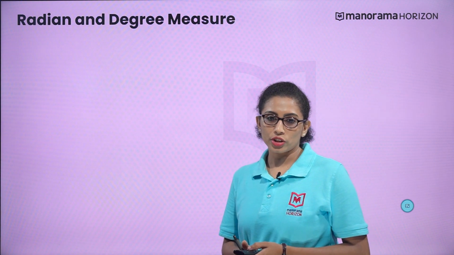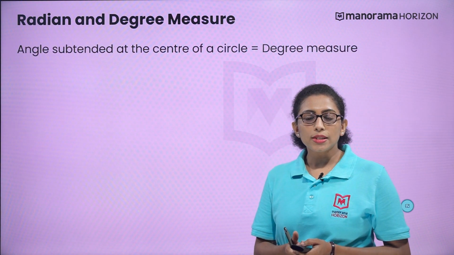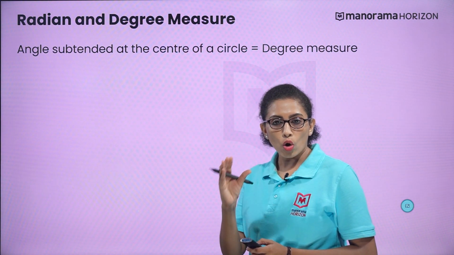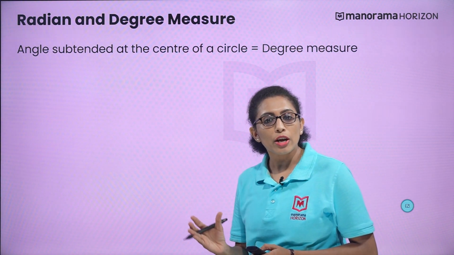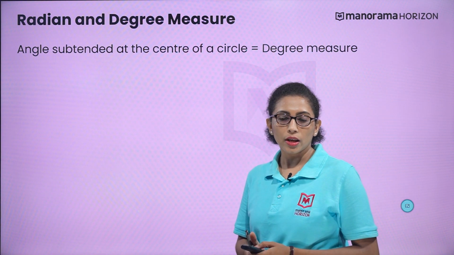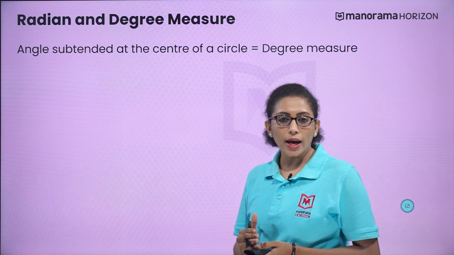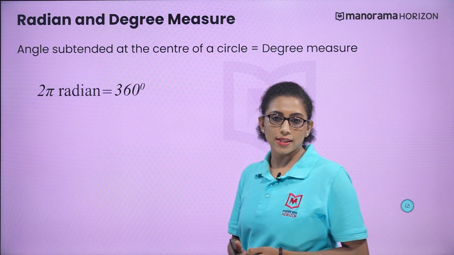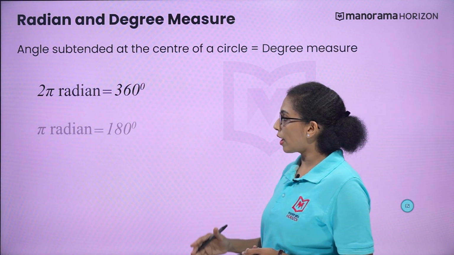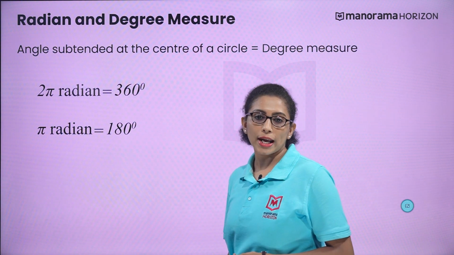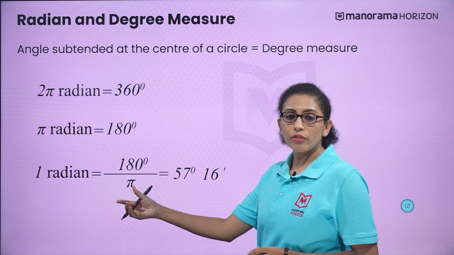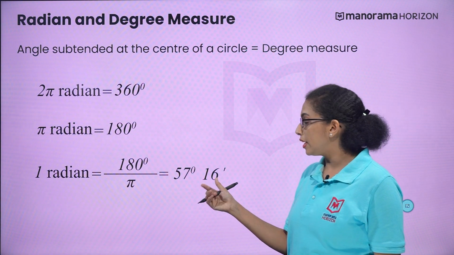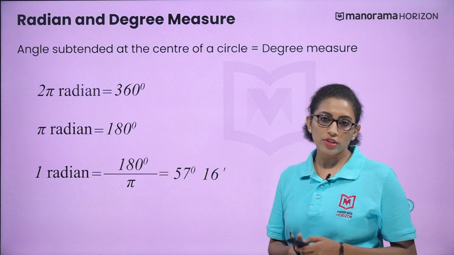Let's see the derivation. We know a circle subtends an angle of 2 pi radians at the center. We also know one complete revolution makes 360 degree. Now connecting these two ideas, we can write 2 pi radian is equal to 360 degree, or from this we can write pi radian is equal to 180 degree. Therefore, 1 radian will be 180 by pi, which is equal to 57 degree 16 minutes approximately.